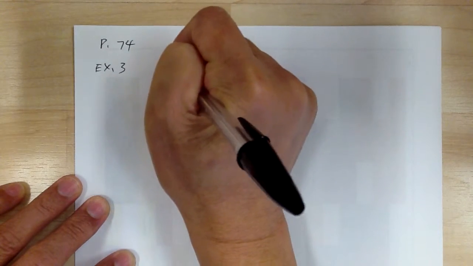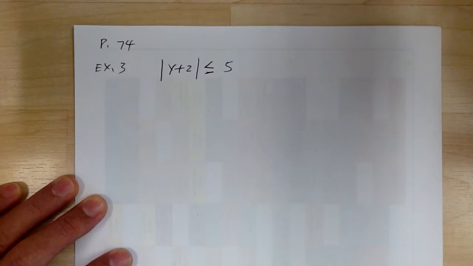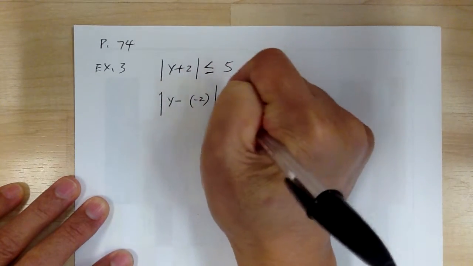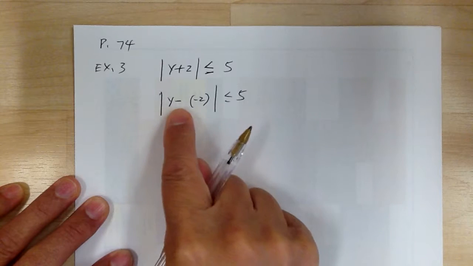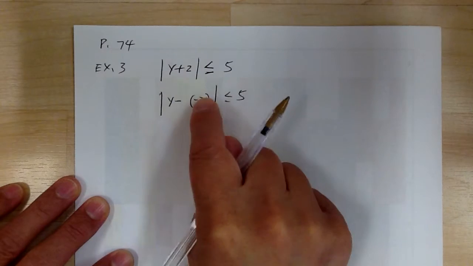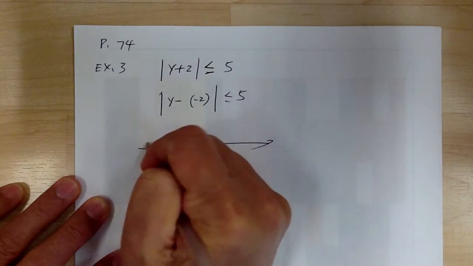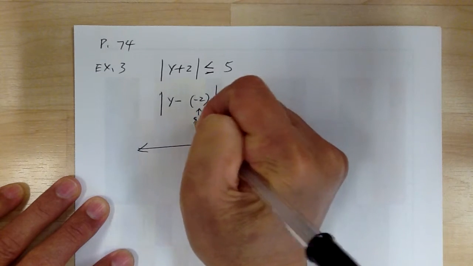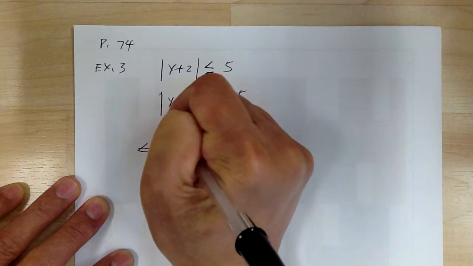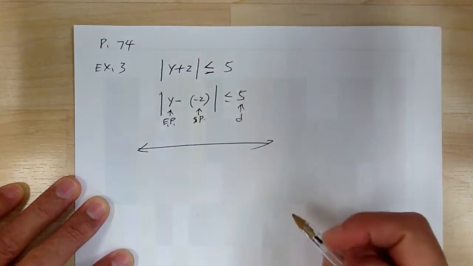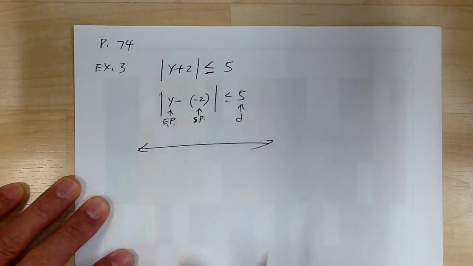Okay? So first you have to put this in the correct format. So remember, you have to have a minus. So what you need to do is make it y minus negative 2, absolute value, is less than or equal to 5. Again, you have to have a variable minus a number. Then over here is your distance. Okay? So again, that is your starting point. So this is your starting point over here. I'm going to use SP, which stands for starting point, and this is your end point. Right? So starting point, end point, and this is your distance. Okay? You don't have to do this. I'm just labeling it so you can follow.